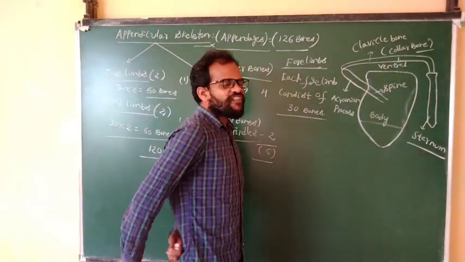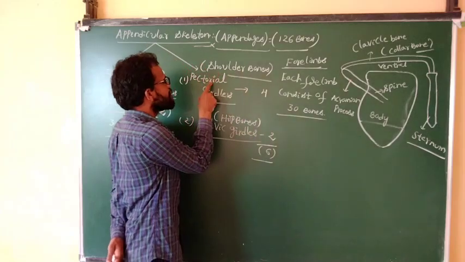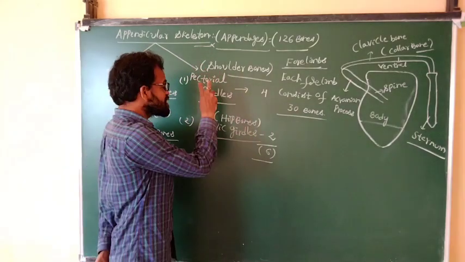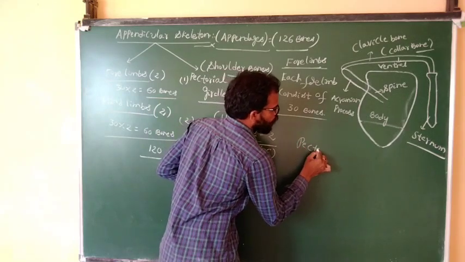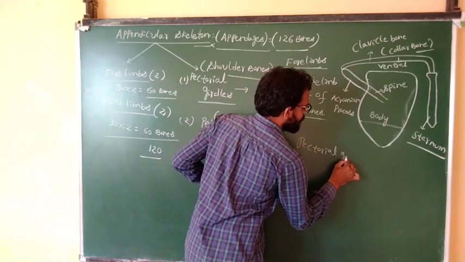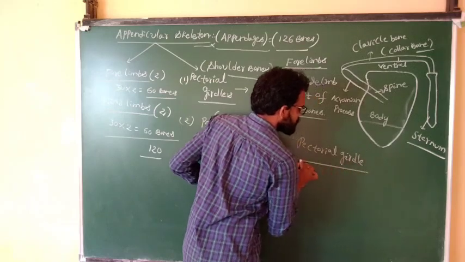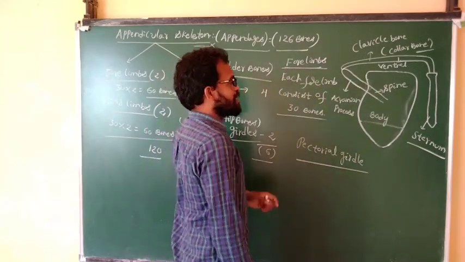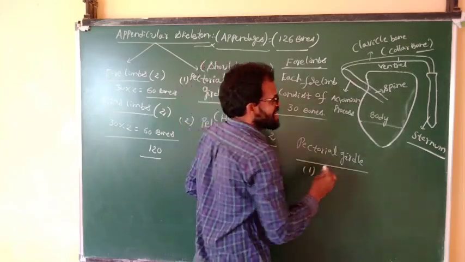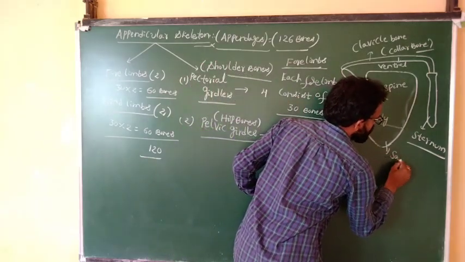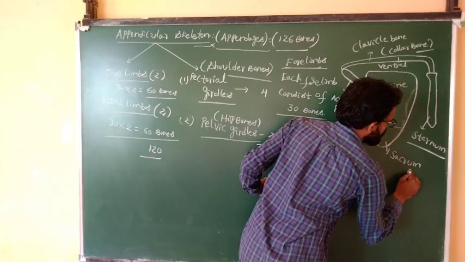Okay, if you observe the first pectoral girdle, what is the name? Pectoral girdle. The pectoral girdle consists of the first one, which is nothing but the scapula bone. What is the bone? Scapula bone.